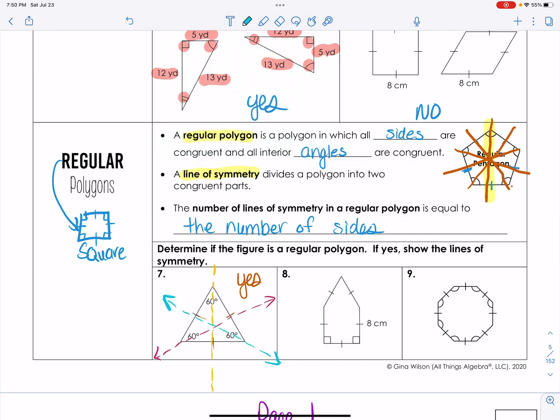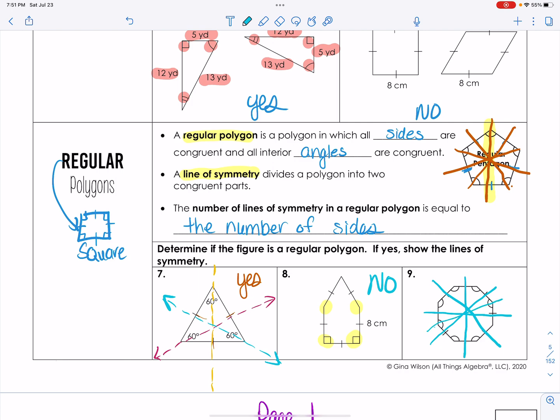Okay. On the next one, if you look, these are both 90, but these are definitely not 90. So this is no, it is not a regular polygon. But the next one, that is a regular polygon because all the sides and all the angles are equal. Oh gosh, these are going to be a lot. So if I draw my lines of symmetry, there's going to be 8 lines of symmetry.